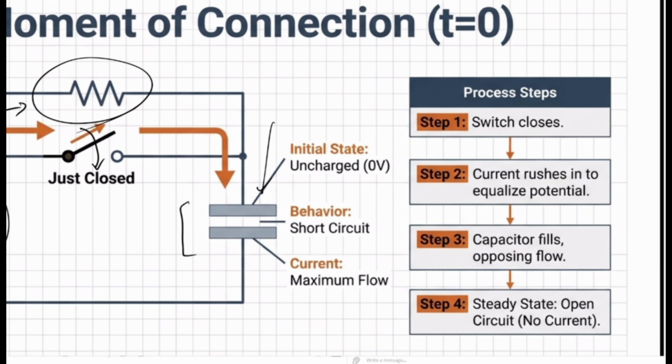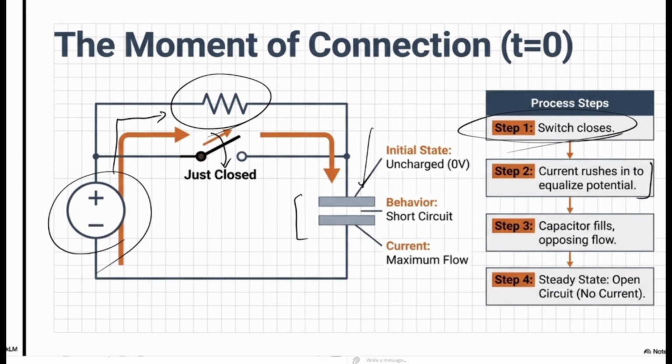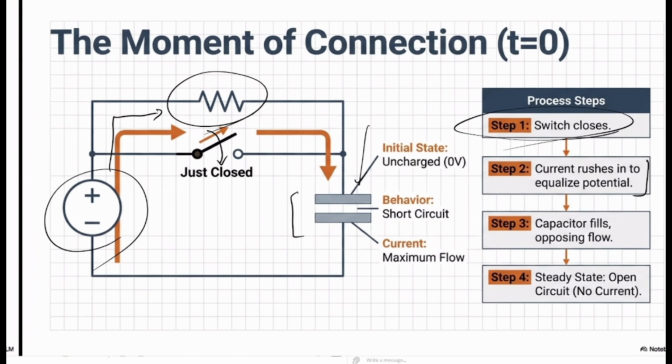So at step number 1, we are going to close the switch, and step number 2, current rushes in to equalize the potential. It means that at the very beginning, the current is going to increase so fast. Why is that? Because as we all know, when we are talking about the amount of energy inside our capacitor, we need electrons. So electrons, in order to reach the positive and negative plates of the capacitor, need time.